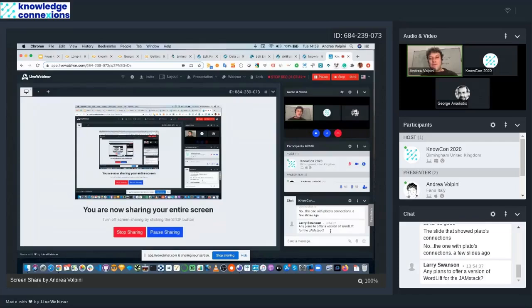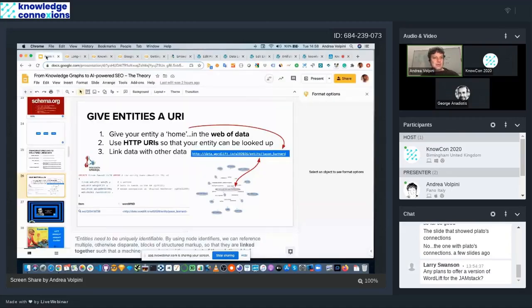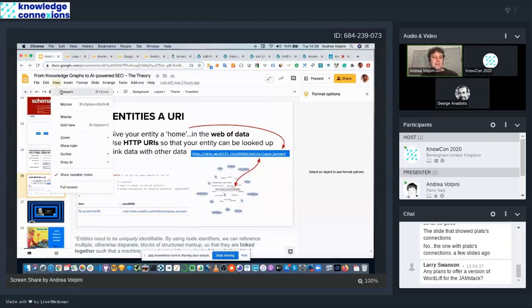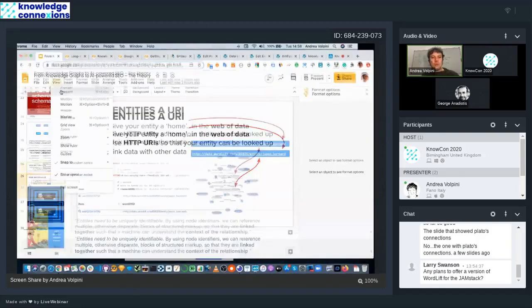Any plans to offer a version of WordLift for Jamstack? Yes, I mean, WordLift is not only available to WordPress. It used to be, but we currently have a JavaScript library that can help you improve the content outside of WordPress, so no worries about it. But back to us, because I think it's important that we get the concept more than the tool.